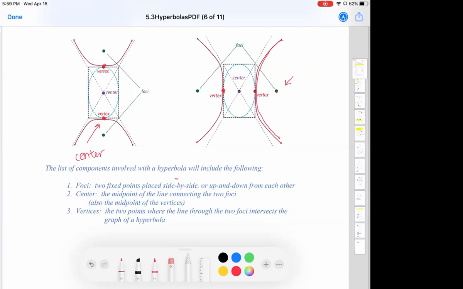3, I'm sorry, the center is in purple. The center is in purple. And then vertices, the 2 points where the line through the two foci intersects the graph of the hyperbola.